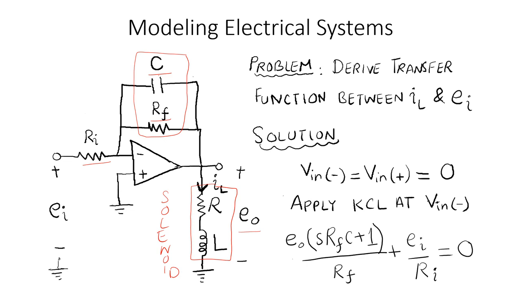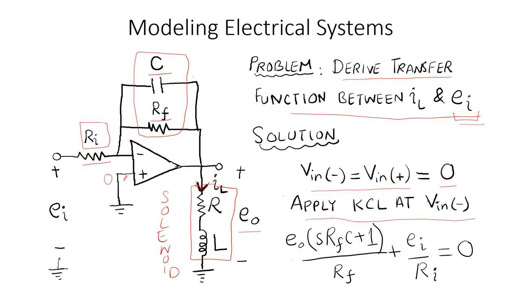The input is fed to the negative terminal by means of resistance Ri, and we are required to develop the transfer function between the current IL, which is the current passing through the solenoid, and the input applied voltage EI. Solution. Again, V in negative is the same as V in positive. That's 0, because V in positive is 0 over here. So we can apply Kirchhoff's current law at V in negative.